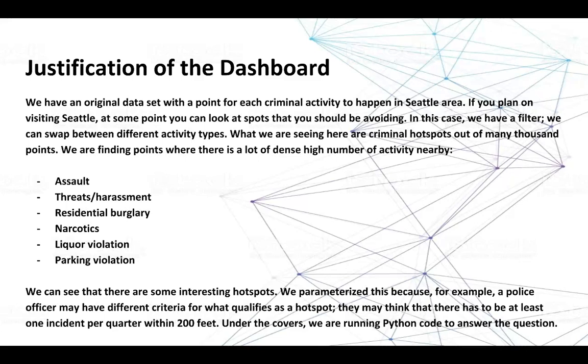Assault, threats, harassment, residential burglary, narcotics, liquor violation, parking violation. We can see that there are some interesting hotspots. We parameterize this because, for example, a police officer may have different criteria for what qualifies as a hotspot. They may think that there has to be at least 1 incident per quarter within 200 feet. Under the covers, we are running Python code to answer the question.